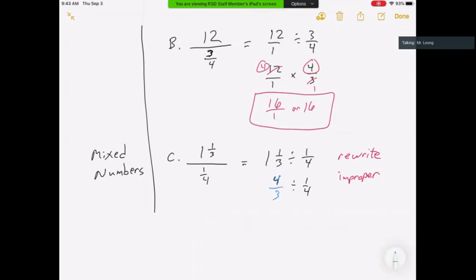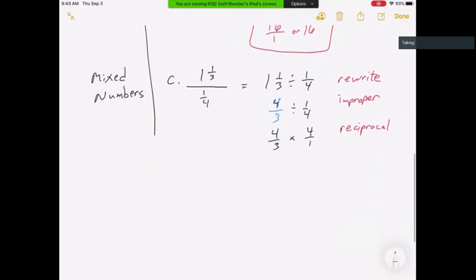Yeah? And then you do the same steps. Then you do reciprocal and simplify. So let's go ahead and do that. So we've got reciprocal, which is going to be 4/3 times 4/1. And then simplify, which is your last step. So 4 times 4 is 16. 3 times 1 is 3.